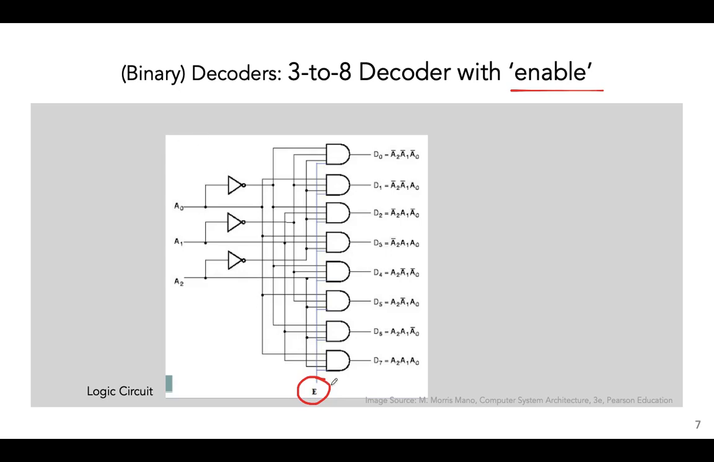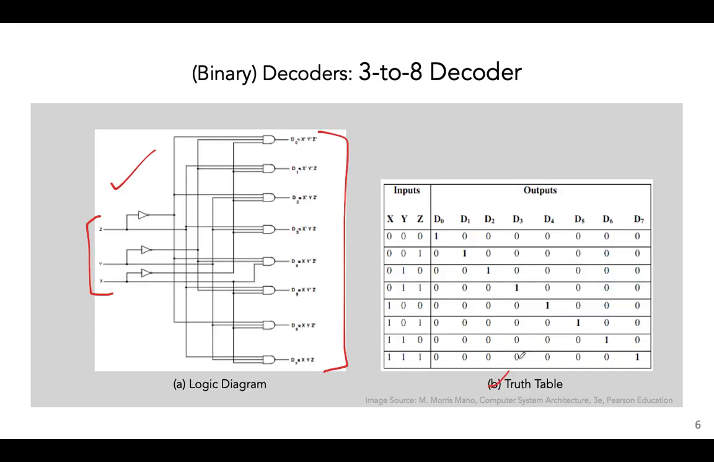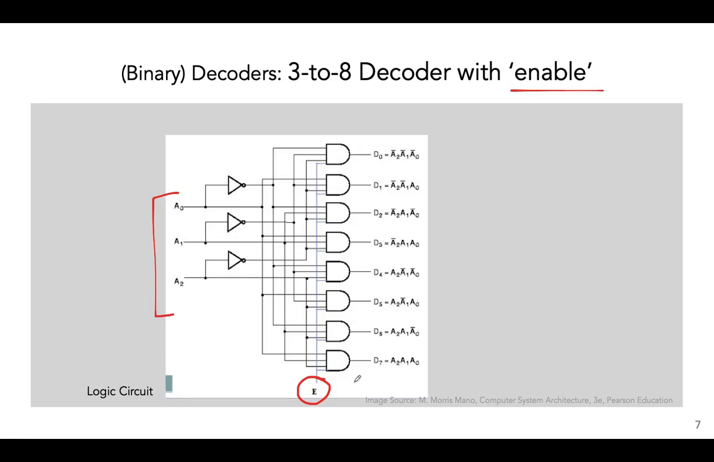So as long as E is 0, the decoder is not going to work. So you can give any input to it, there will be no output because your decoder is currently switched off. And when E is equal to 1, that means now the decoder is on and now it will work. So corresponding to the given inputs, it will produce the desired outputs corresponding to this truth table, but only as long as E is equal to 1. That's the only thing enable does.